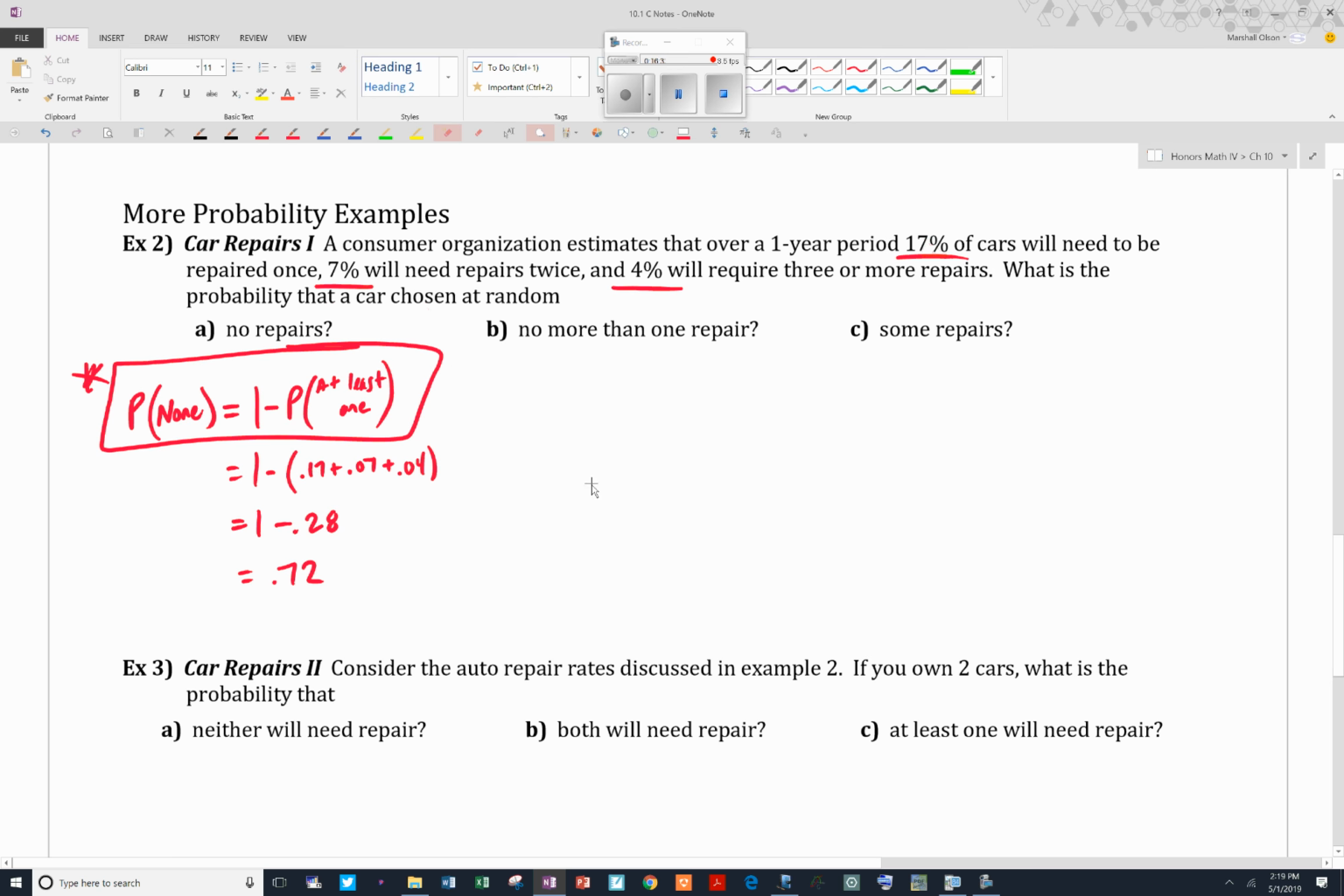All right, so let's look at the next one. What's the probability that they would need no more than 1 repair? What does no more than 1 mean? Including 1 or less, or 0, right? So we're looking for the probability of none, I'm going to use the word none again since that's what I did before, plus the probability of 1. The nice thing here is that we already found the probability of none in the last problem. That was 0.72. Plus probability of 1 would be 0.17. So this is 0.89.